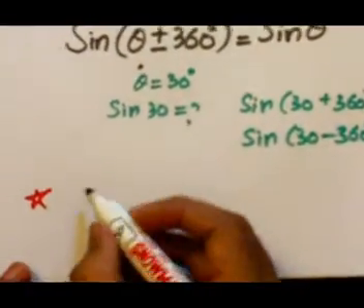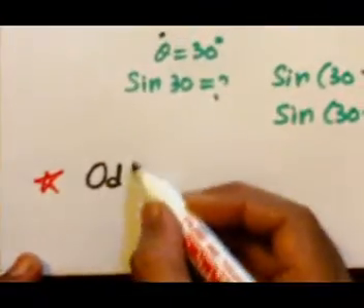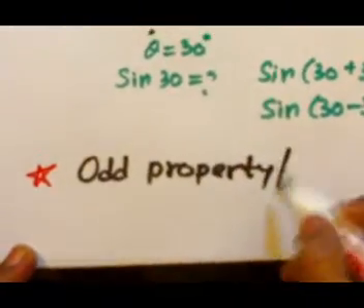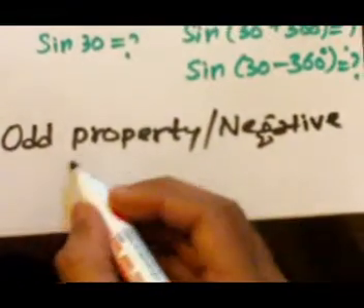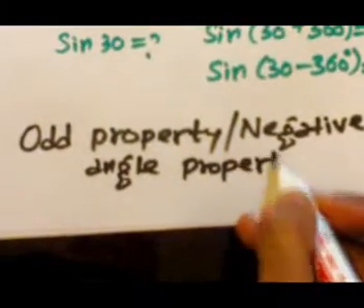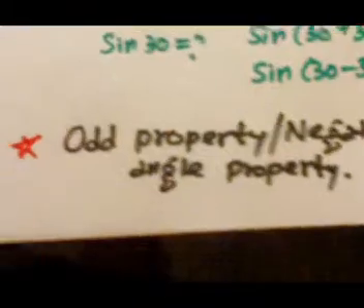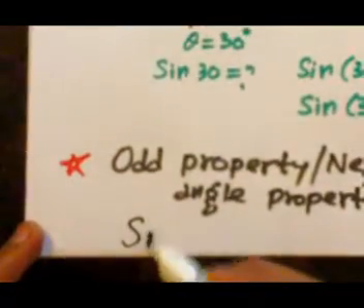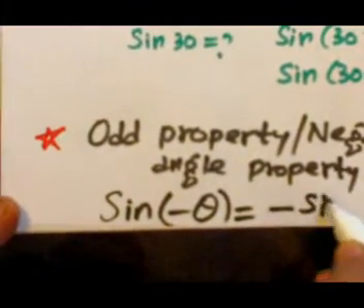Look at this. This is known as the odd property, and in some cases it is also known as the negative angle property. So either way you can use it, and this is a very important property. You will come to know its importance later. Now look at this. Sine of negative theta is minus sine theta.